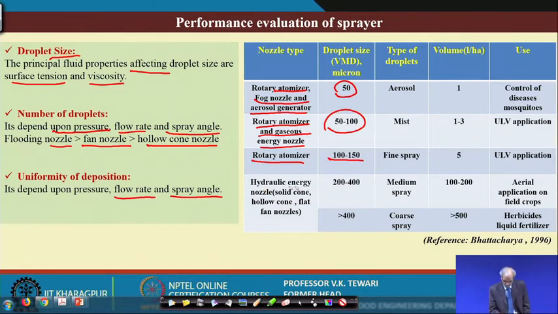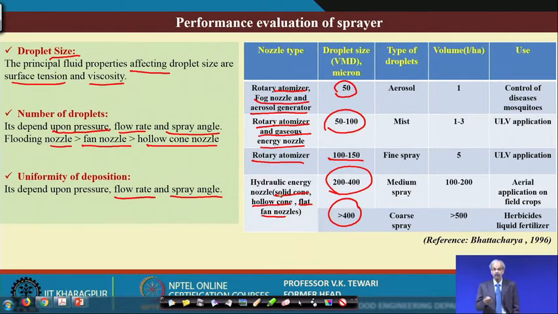Then for hydraulic energy nozzles, where you can have the solid cone, the hollow cone, and flat and fan nozzles, the droplet size varies from 200 to 400 microns, and sometimes greater than 400 microns for some of these. So, depending upon the requirement of which one you have chosen, it will vary from 200 to 400, and it can even go beyond that.